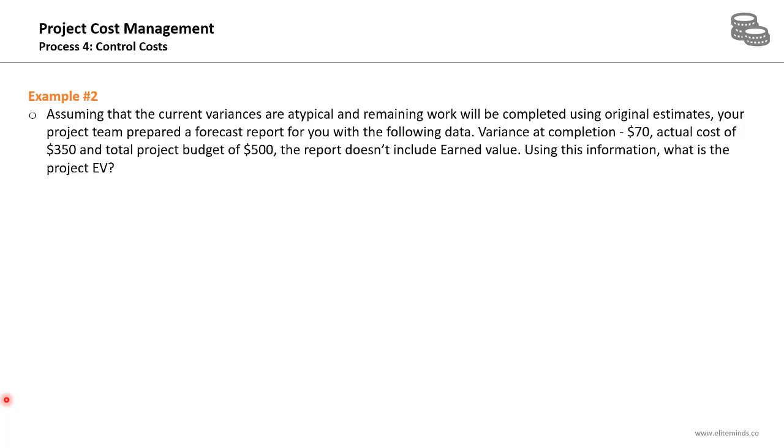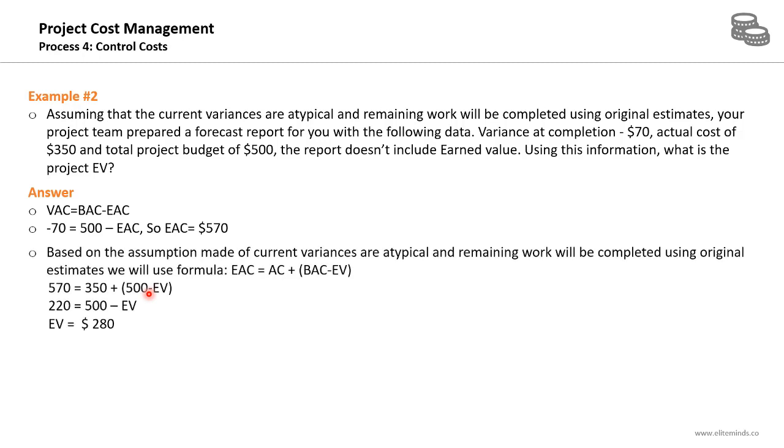So we need to apply a reverse formula. We will move backward in order to determine the earned value. Now, by applying the variance at completion formula, the variance at completion is given, and the project budget is given as well. So for this formula, we have the VAC and we have the BAC. So minus 70 equals 500 minus the estimate at completion. So the estimate at completion equals $570.